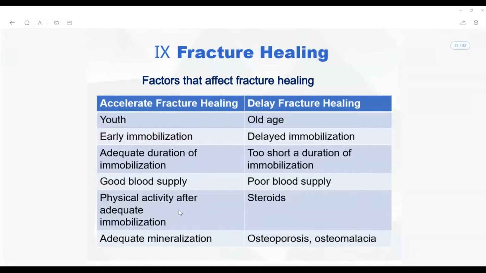Physical activity is also a factor, but in delayed fracture healing, the patient's use of steroids like dexamethasone is associated with secondary fractures. Remember, corticosteroids are the ones that actually cause osteoporosis, and calcium metabolism problems will be seen. The most famous drug is dexamethasone. Remember that one: dexamethasone causes osteoporosis. Then adequate mineralization: phosphate and calcium are necessary along with vitamin D3, but in conditions like osteoporosis and osteomalacia they don't heal fast.